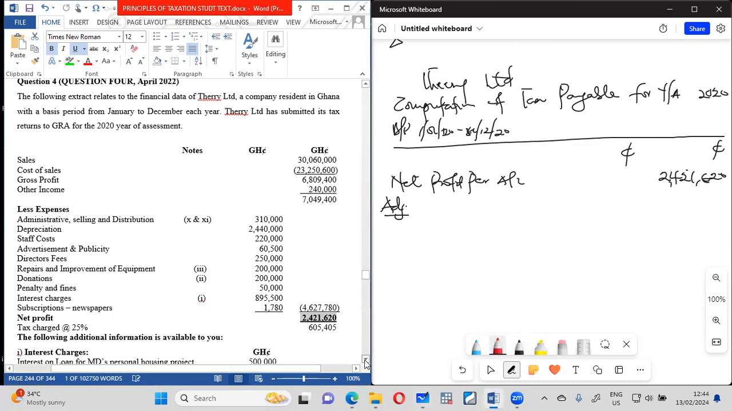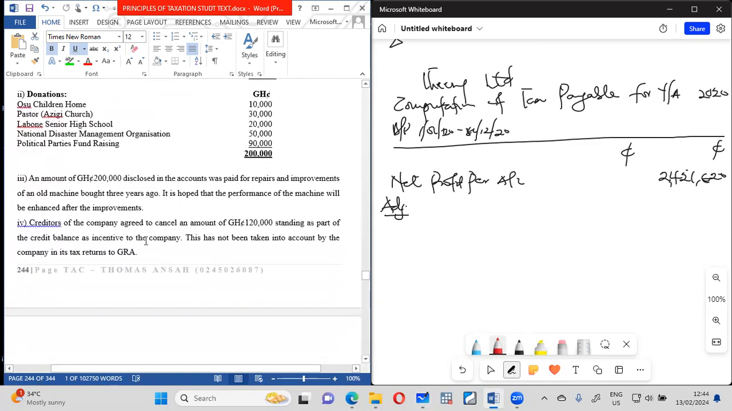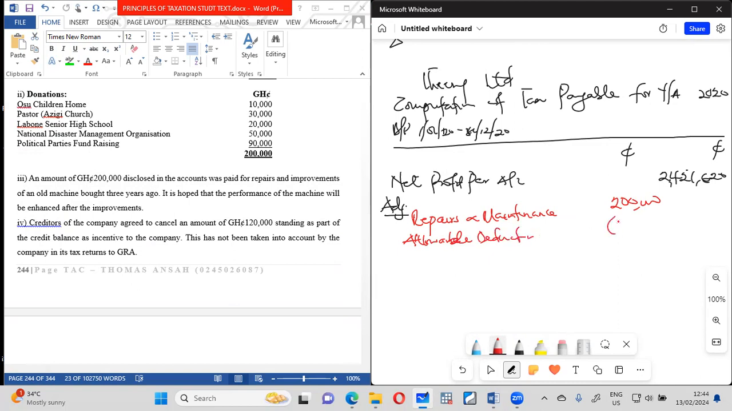So for the adjustment, let's go and start from the notes. So we've already seen how much. So what will happen is that we will add back repairs and maintenance. We would add back the entire 200,000, but the one that is allowable. So allowable deduction. So you can just add back 40 if you want, okay? The allowable deduction is 160. So in effect, you can just say we are adding back 40. That's all.